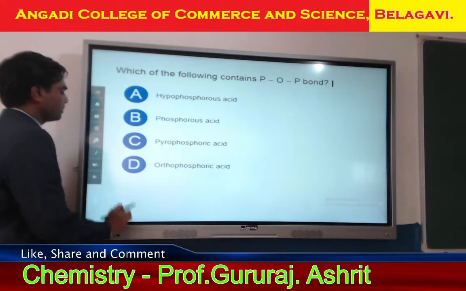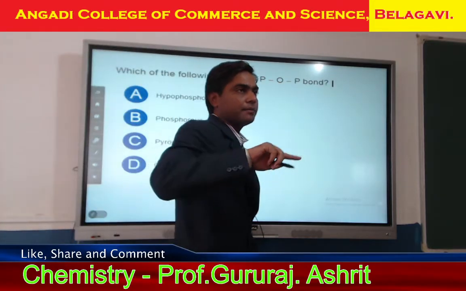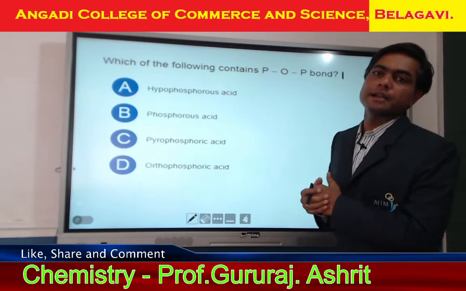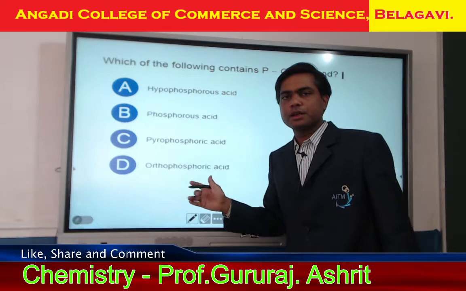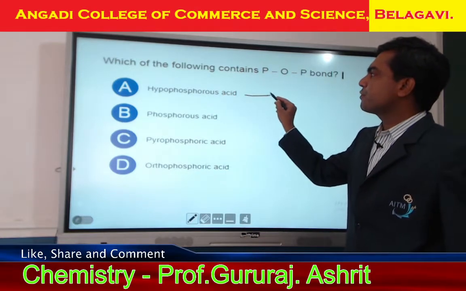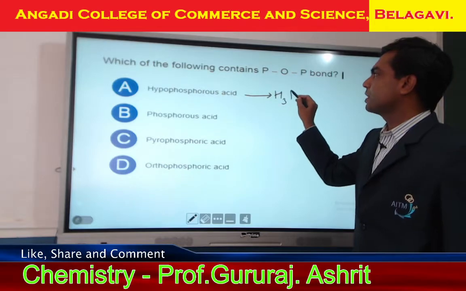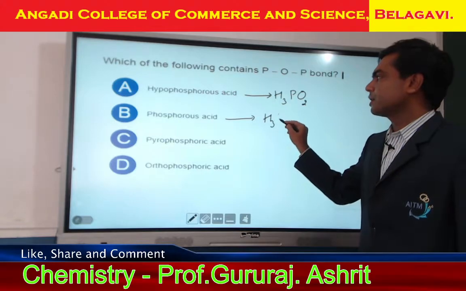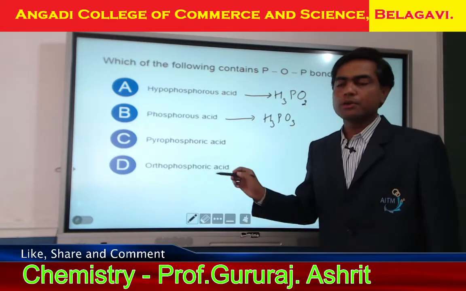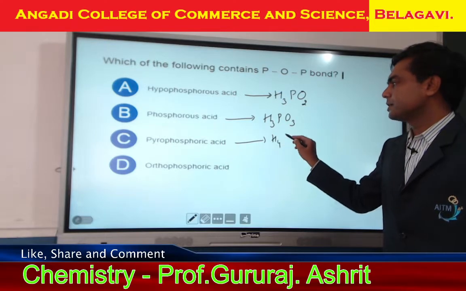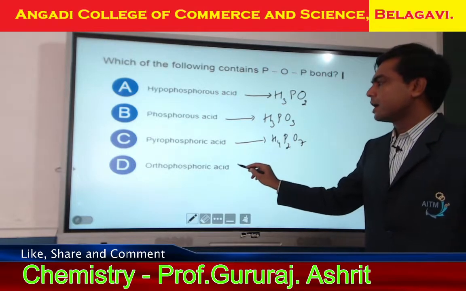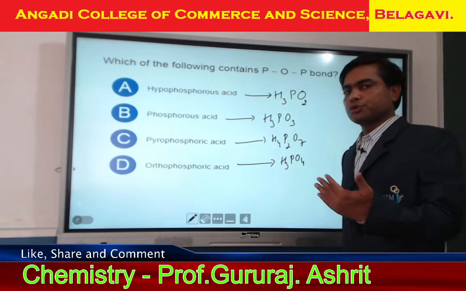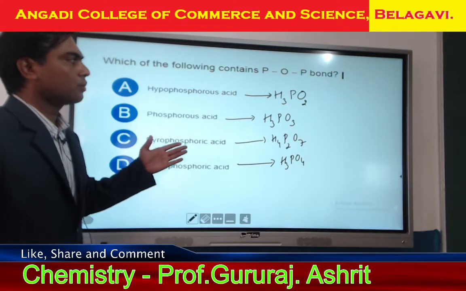So which contains a P-O-P bond? You should remember the names as well as the formulas. If they give formulas, some students will write the answer easily. But if the names are given, you should know the formula. Hypophosphorus acid, the formula is H3PO2. Phosphorus acid, the formula is H3PO3. Pyrophosphoric acid, the formula is H4P2O7. And orthophosphoric acid formula is H3PO4. First you should write the formulas, then you should go for the structures.